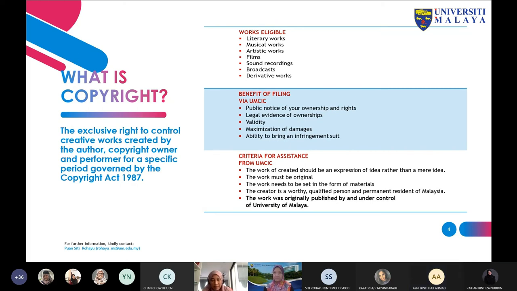So for collaborations, what we would prefer is that before the work is produced, before the collaboration actually begins, it is best if you get in touch with us, UMCIC, because we also help you draft collaboration agreements with parties outside UM, so that in that agreement we can already provide for how we're going to share this. Is the copyright going to belong solely to UM? Is it going to belong solely to them? Or is it something that we share? And if we share, berapa percent, 50-50 ke? Because it will depend on, for example, who provides funding, how much, what contribution we make, right?